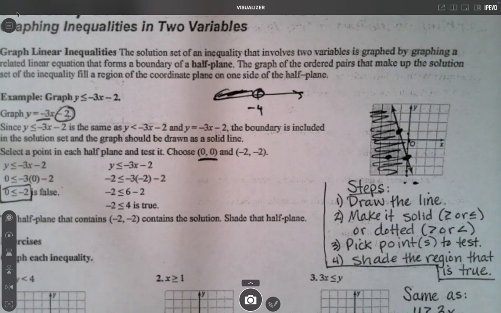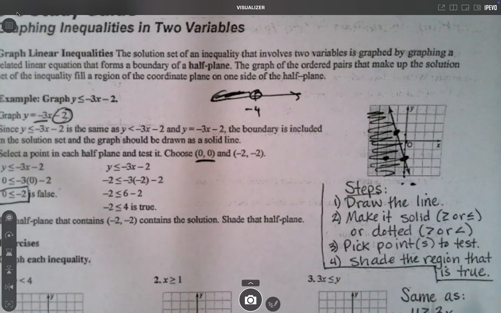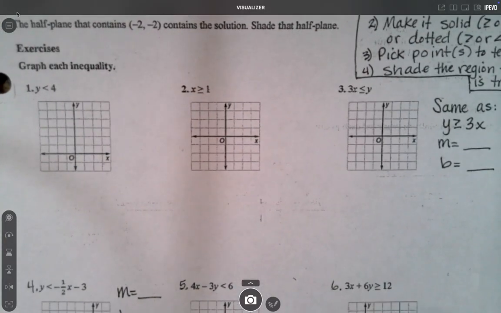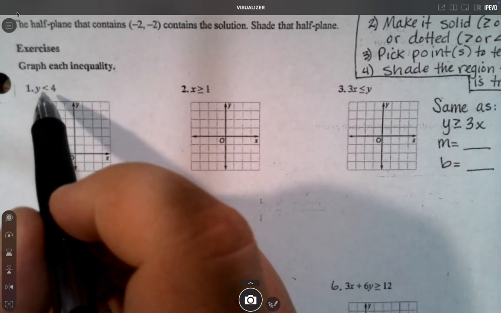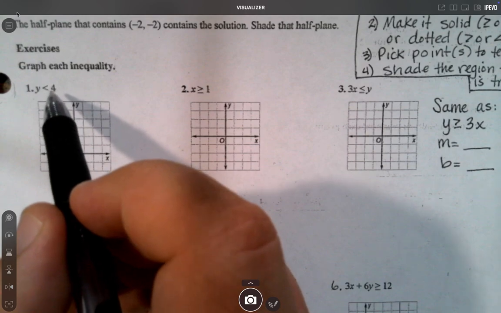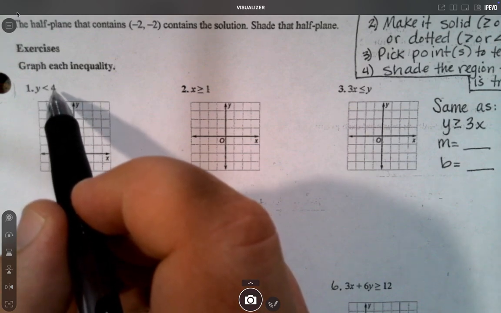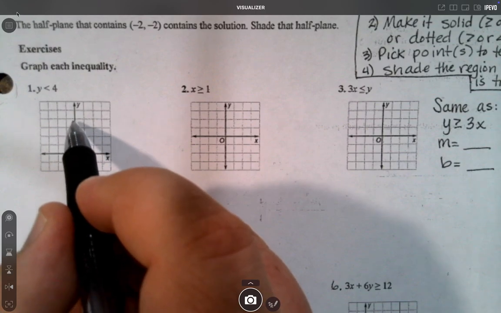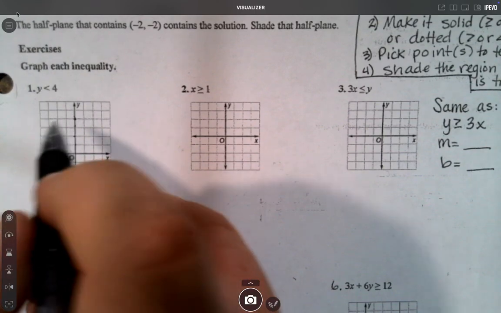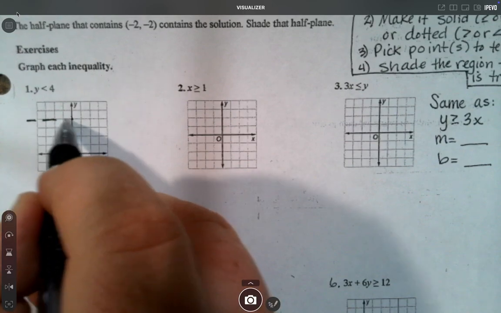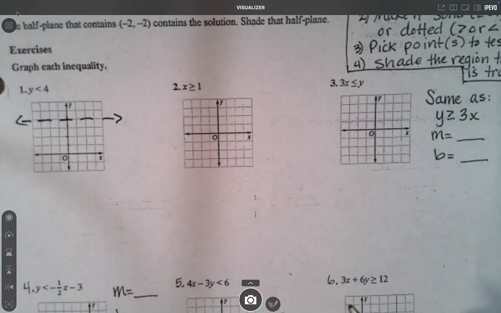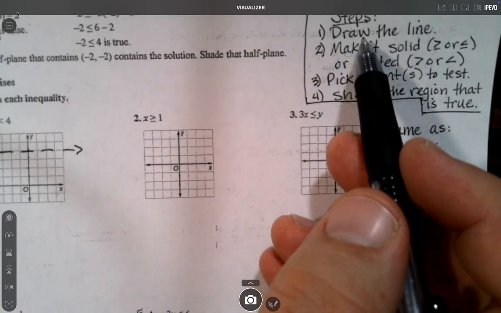Now I know this is brand new, but if you'll just make sure you are watching these steps as we go through it, I think it'll make sense. So on this one, we have to remember that anytime it's just y and a number, it's a horizontal line. So this is a horizontal line at 4. So 1, 2, 3, 4. And there's no or equal to, so I'll do a dotted line through positive 4.